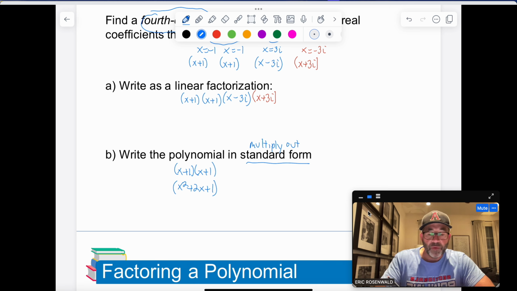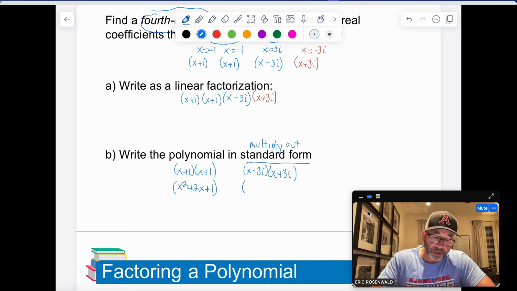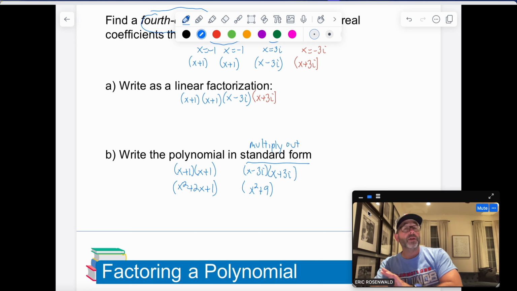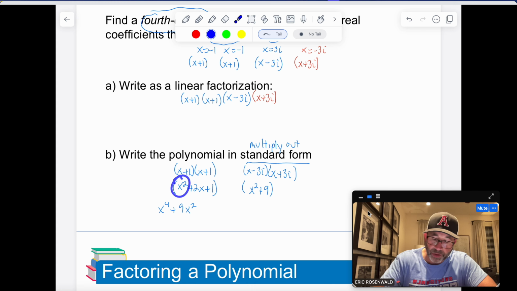Okay. If we take the x minus 3i and the x plus 3i and we multiply that out, what's going to happen is we're going to have an x squared minus a 9i squared, which will just turn into an x squared plus 9. So now we need to take this binomial and trinomial and multiply those two together to get our final overall product here. So we're going to have x to the 4th plus 9x squared. Okay, and that's right there, just taking that x squared and distributing it to these two parts right here. So x to the 4th and 9x squared. Next, we're going to take the 2x and distribute it out to that x squared plus 9.